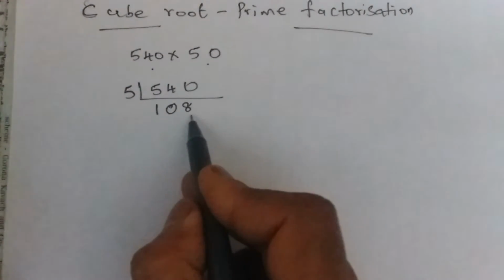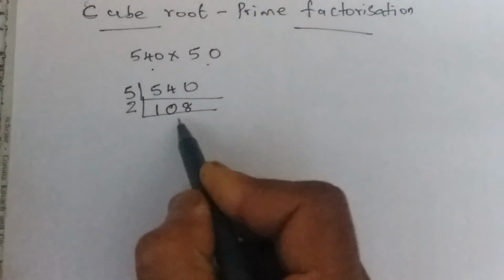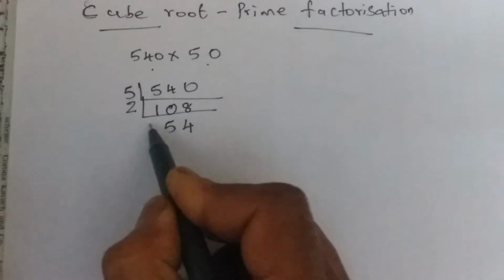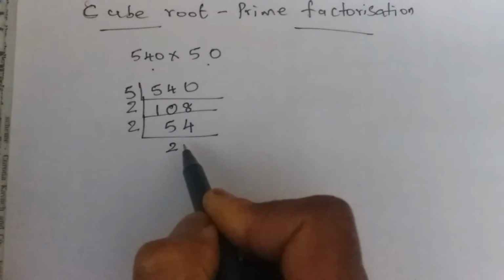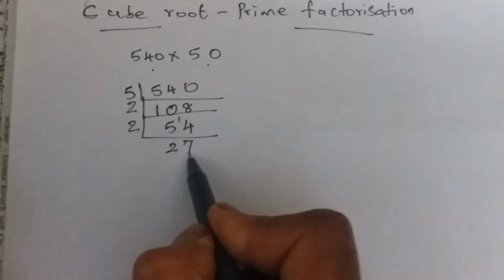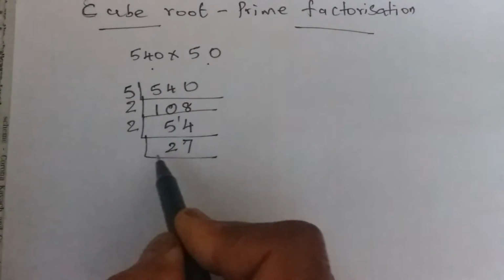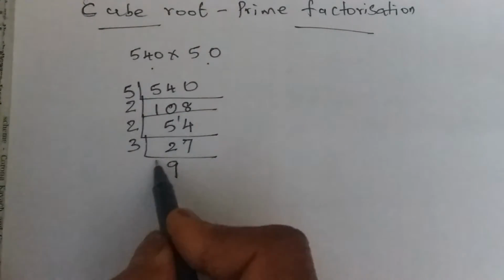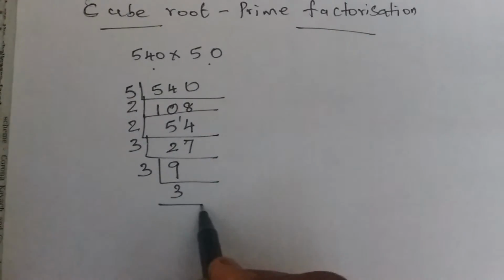Now 108 is ending with 8, an even number. So we should divide by? Yes, by 2. So take 10. 2 5s are 10. No remainder. Next number, 2 4s are 8. Now 54, ending with 4, is an even number. Divide by 2. 2 2s are 4. After 4, remainder 1. The remainder is 1. Carry with 4. 14. 2 7s are 14. What is 27? Ending with 7, an odd number. Divide by 3. Yes, we know very well because it comes in the 3 table. 3 9s are 27. Now 9 is again an odd number. Divide by 3. 3 3s are 9. 3 is a prime number. Once you get the prime number, you stop.